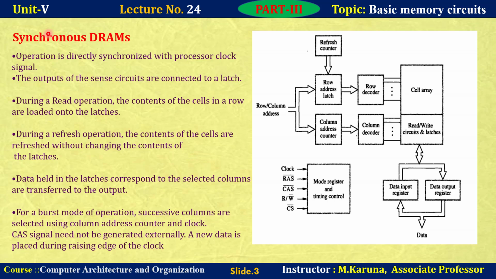Why do we call it synchronous DRAM? Because the operation of this DRAM is directly synchronized with the processor clock signal. Here the data input register and data output register are used to store the data bits. The data bus is a bidirectional bus. That's what this bus indicates, with two arrows, one for data out and one for data in. Synchronous DRAM means the operation of this DRAM is synchronized with the processor clock.